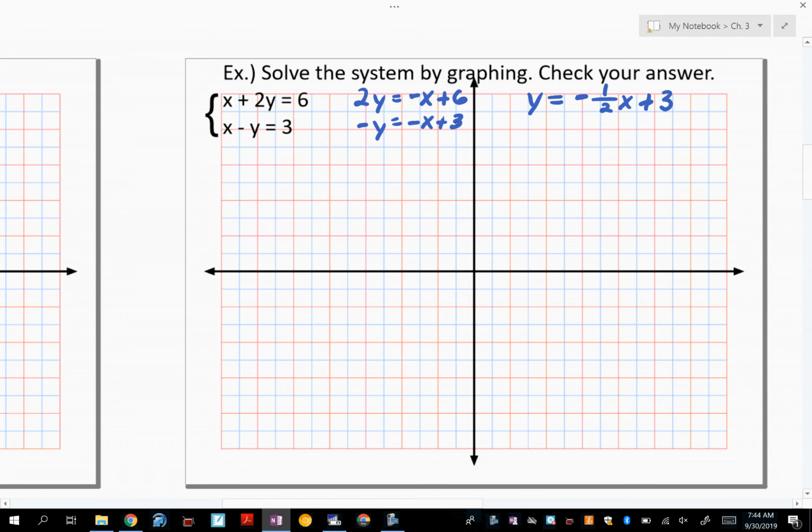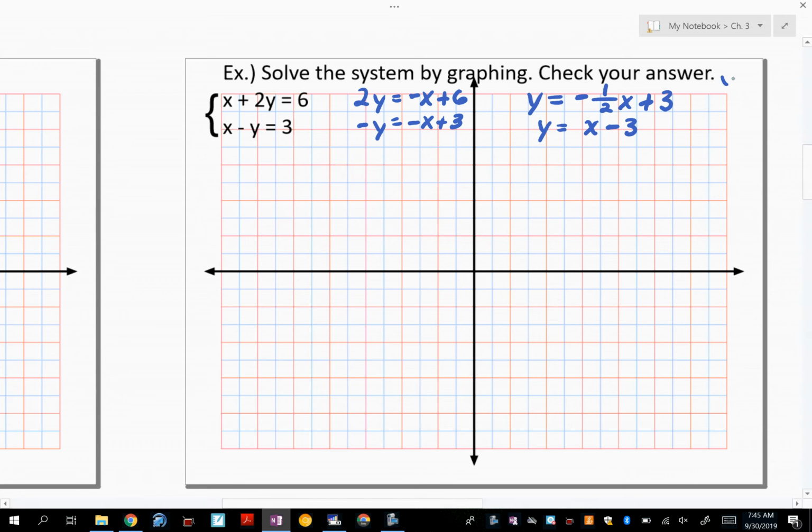Now how do I get rid of this negative here in front of the y? Divide everything by negative 1. So everything becomes the opposite, okay? So we have y equals x minus 3. Does everyone see how everything becomes the opposite? Everything became the opposite. Okay? Now let's graph the first one.